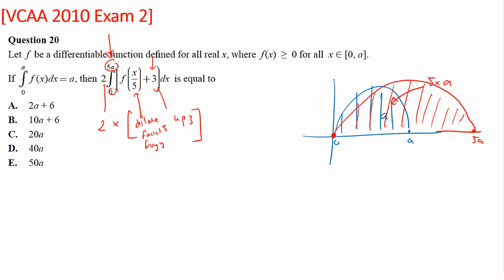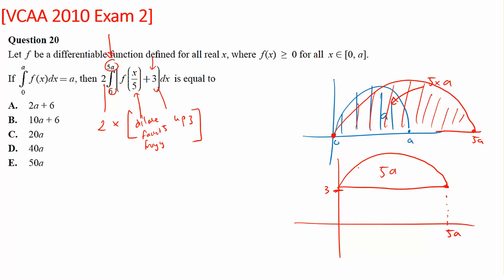So if I had to draw the new graph for this, this is what it looks like. I shift it up by 3, so up by 3, and this is my stretched out version. This is 5a. So I know the area is stretched out by 5, and the bottom area, which I told you I shifted up by 3, has this rectangular area. It's 3 times the width, and the width is 5a. So 3 times 5a is 15a.